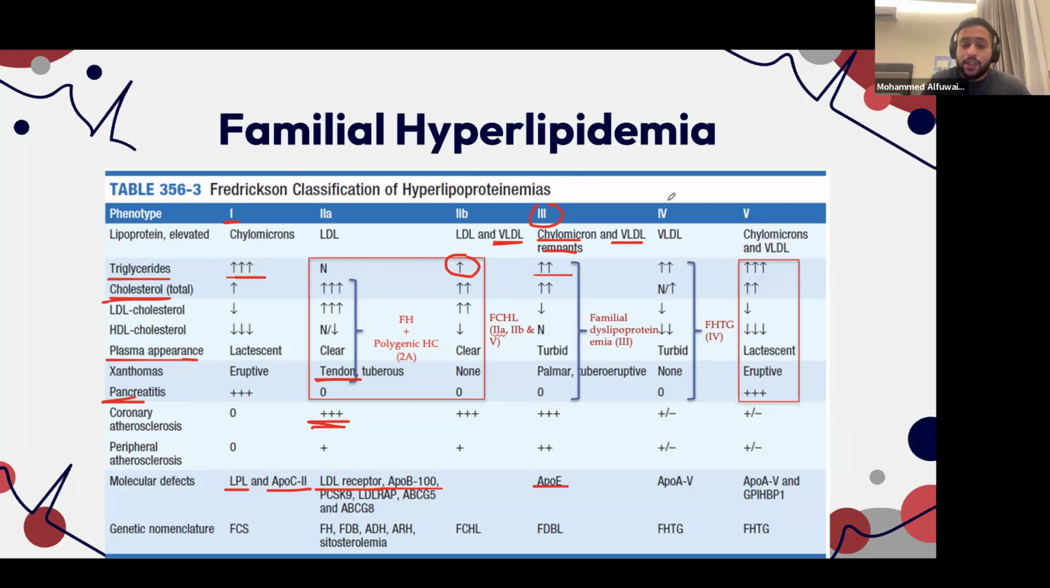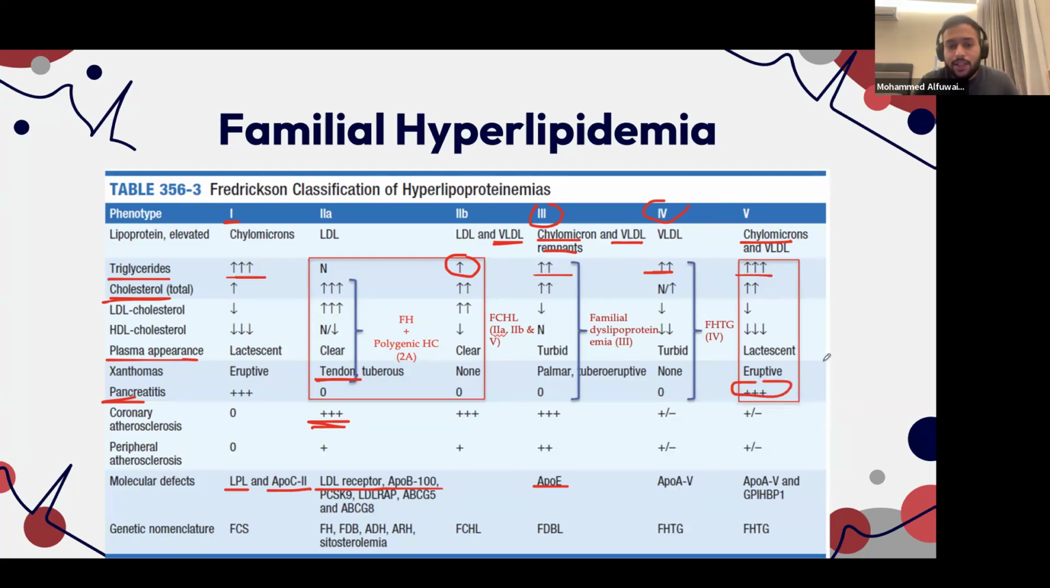Okay, now type 4 and 5 basically are defects in VLDL breakdown. Okay, so VLDL will remain in the bloodstream, and this also causes high triglycerides, okay? Now, type 5 has a lot of chylomicrons with it, so chylomicrons won't be able to get degraded as well. So this causes very high amounts of triglycerides, and this causes pancreatitis, all right?